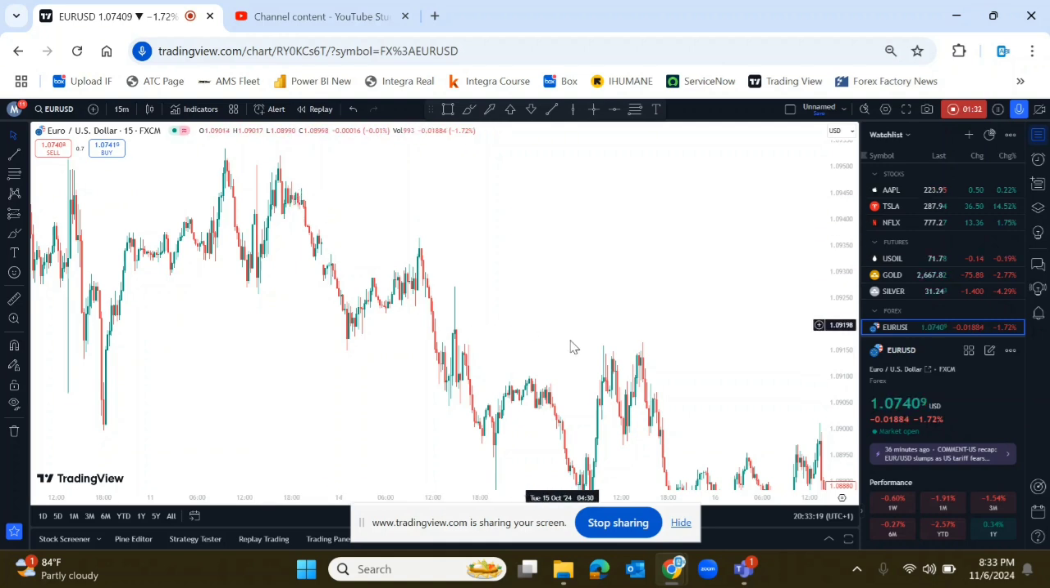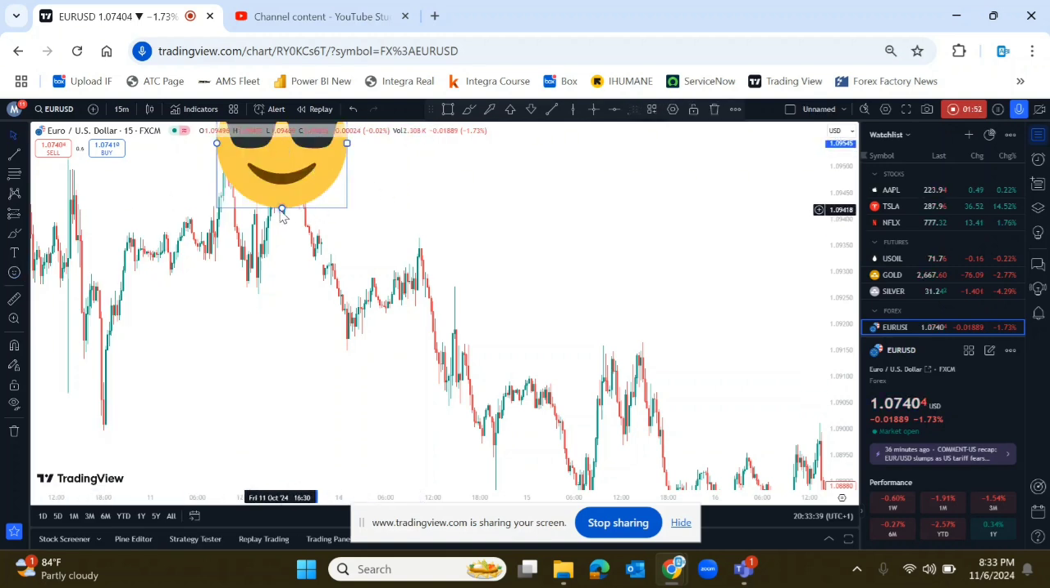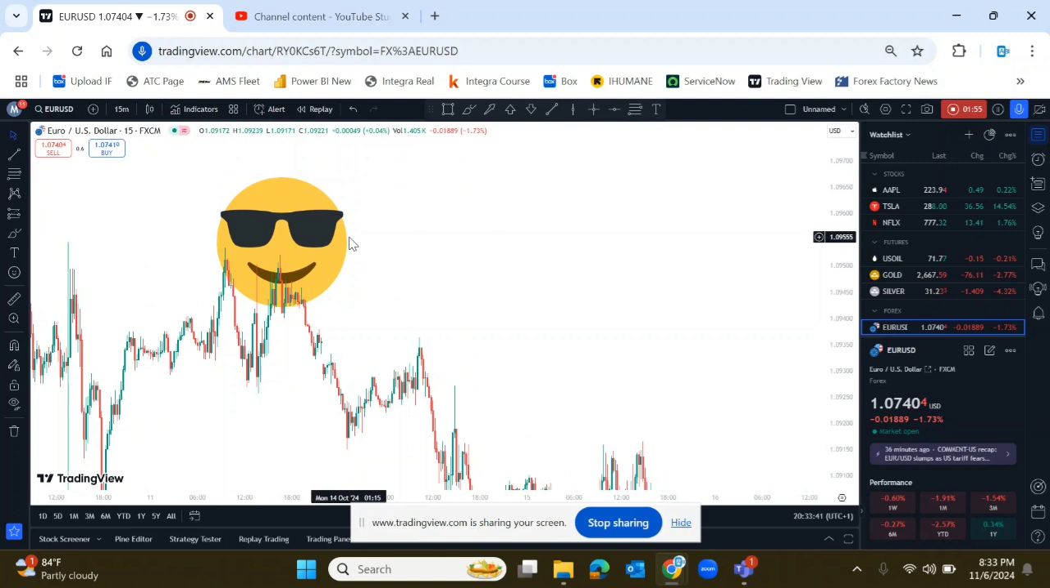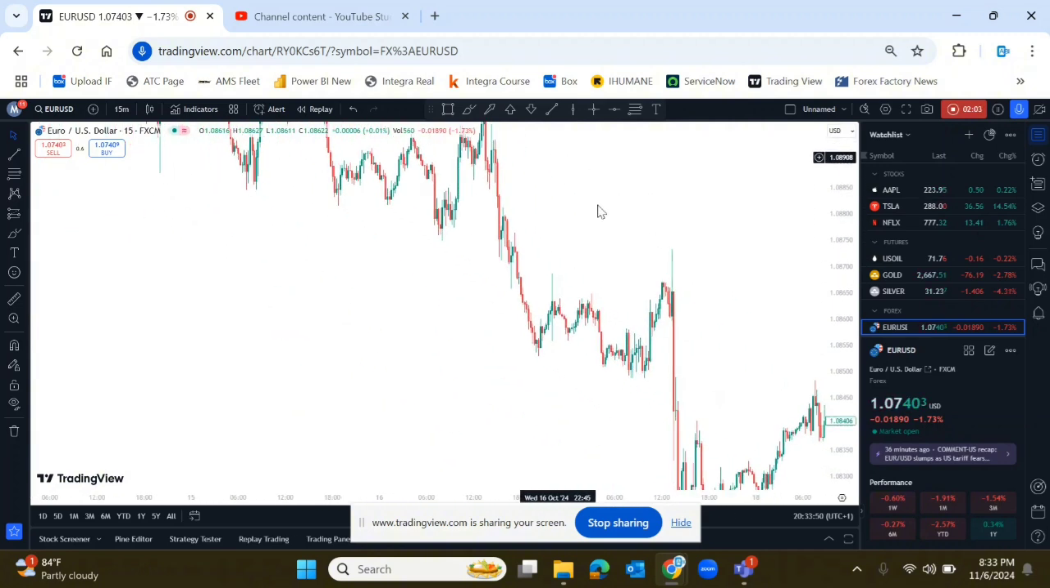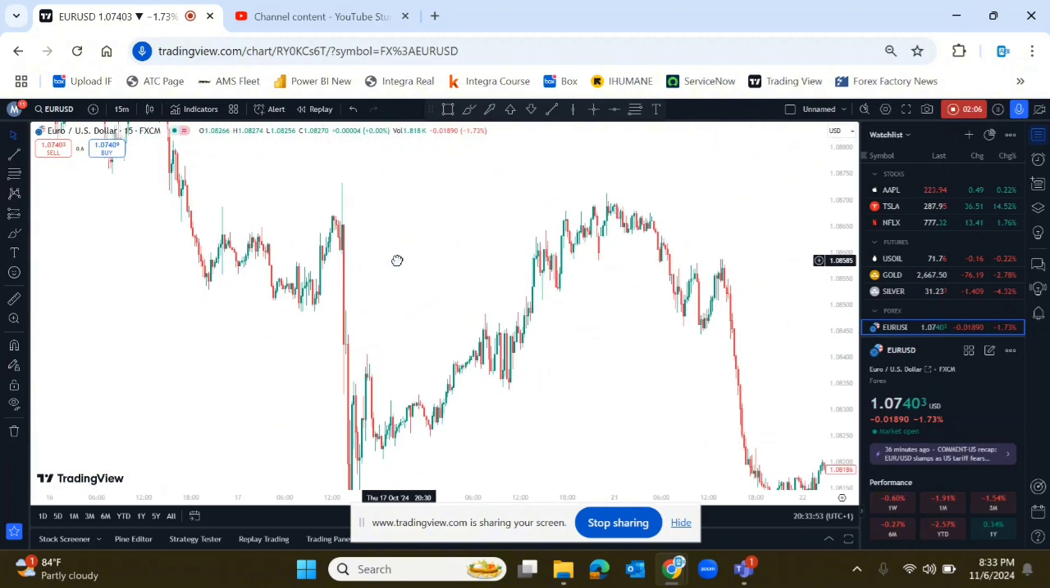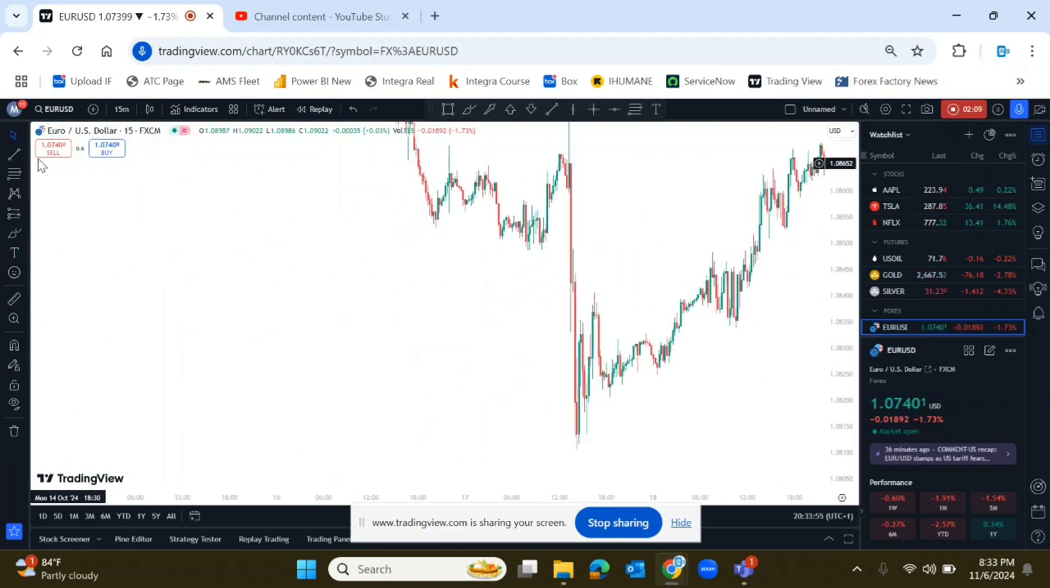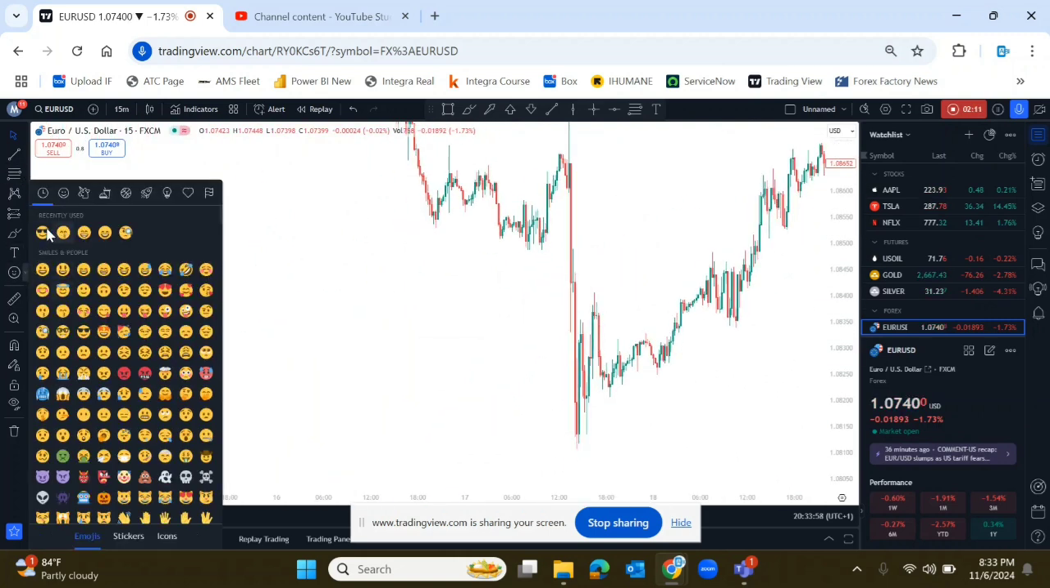Majorly what happens in the market is that there's a continuous movement in prices, such that you will be looking for the best entry point to execute your trade. Let's take a look at this as our study point, starting from this point. Let me reduce the size of this emoji so that it doesn't take up the whole screen. Coming down to this point, let me put another emoji here.